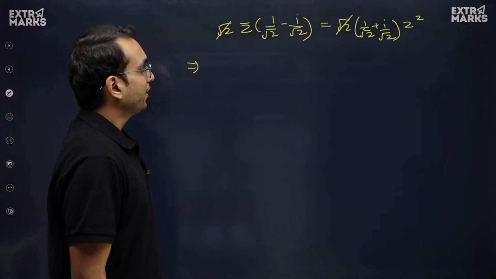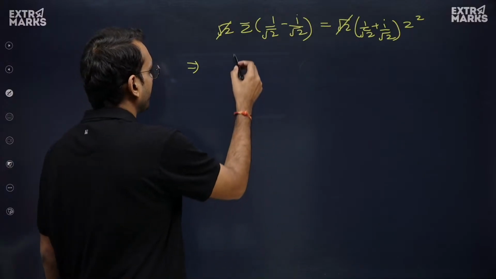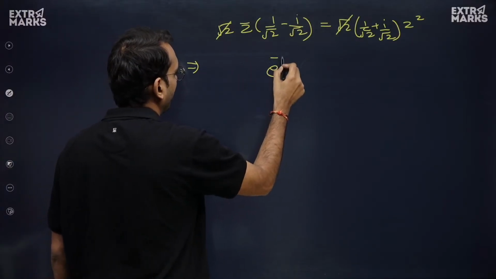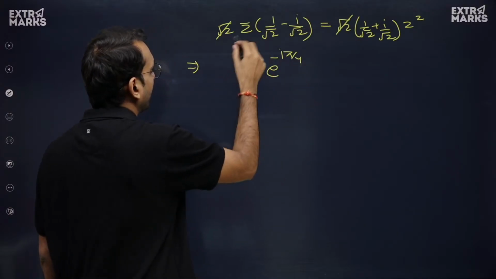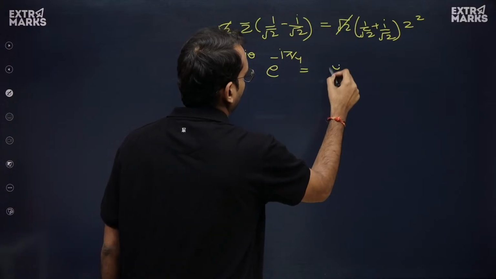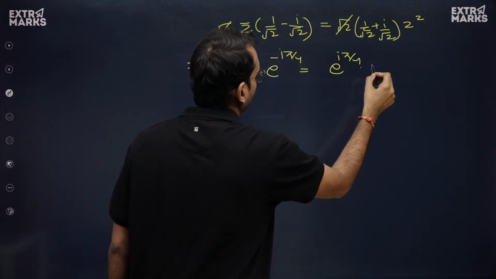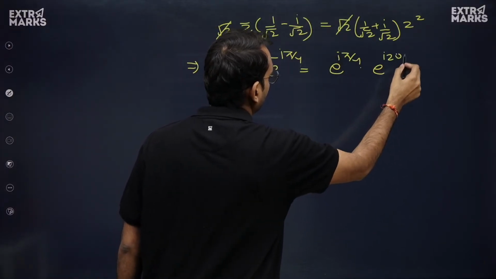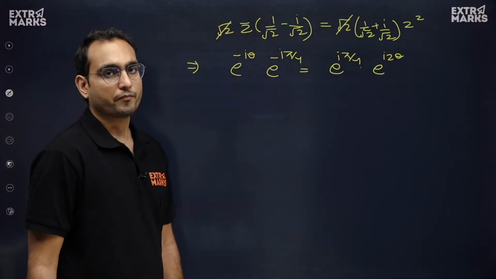Now 1 by root 2 minus iota by root 2 can be written as e to the power iota minus pi by 4. Z bar is e to the minus iota theta, equal to e to the power iota pi by 4 into e to the power iota 2 theta, right?